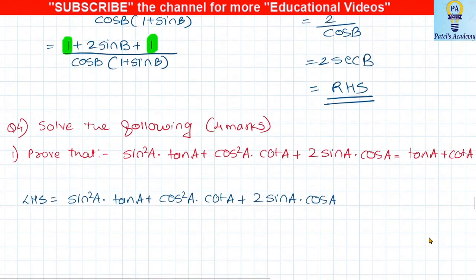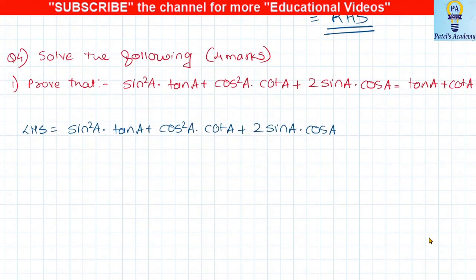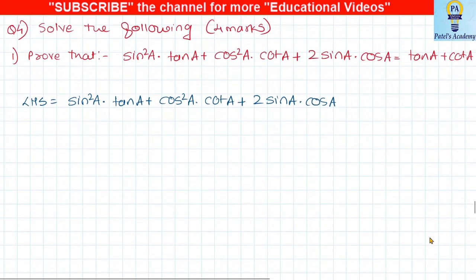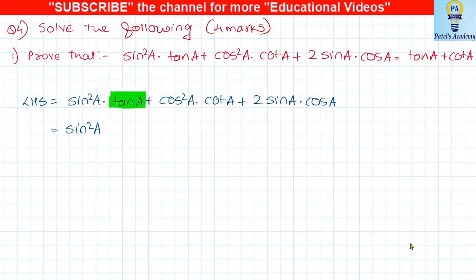Now question 4, very important, we have all 4 mark questions. So let's see the first one. Okay, so I've taken the left hand side and we have to show that that is equal to tan a plus cot a. Okay, so I will convert everything in terms of sine and cos. So sine square as it is. Okay, now just see, students, the terms what I'm highlighting. I'm highlighting tan and cot. So I'm going to convert that.